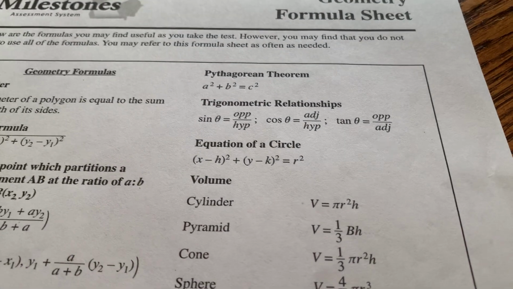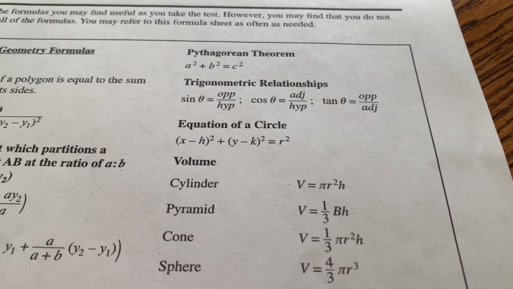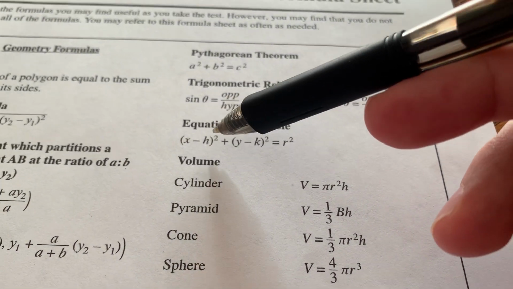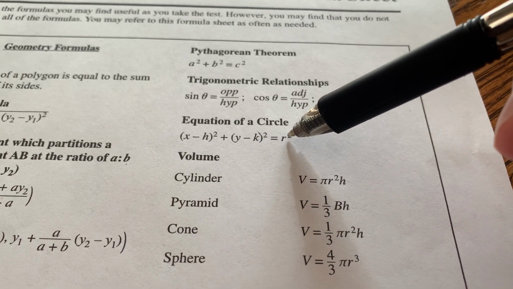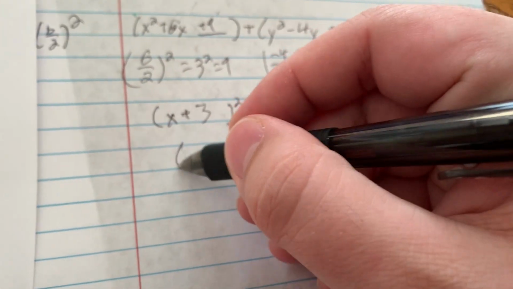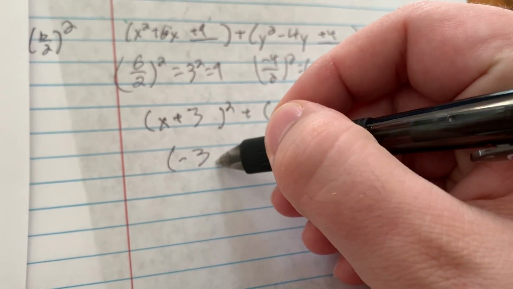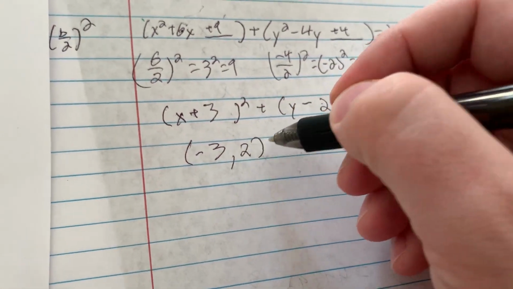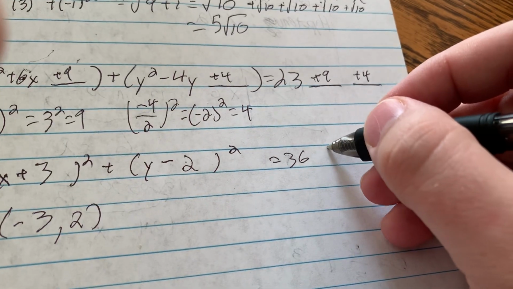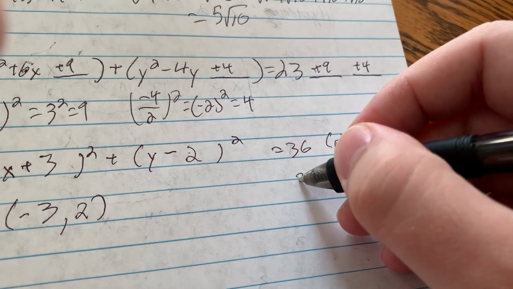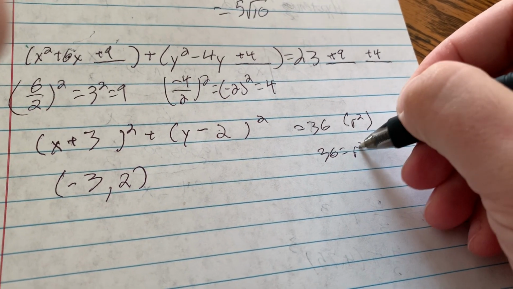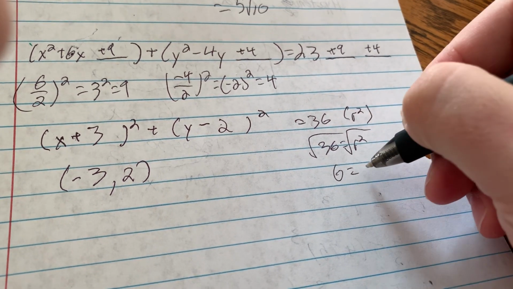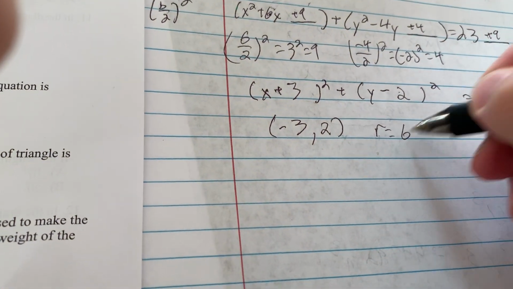So now I have it in this form. So what we got to remember is the number that's with x is the x coordinate, but I got to take the opposite sign. Same with y, that's the y coordinate, but I got to take the opposite sign. The number that's on the right is the radius squared. Okay, so my x coordinate is negative 3, because I got to do the opposite of that. My y coordinate is positive 2. Okay, and again, this is actually r squared, right? So 36 equals r squared. Square root both sides. My radius is 6. So I've got center.